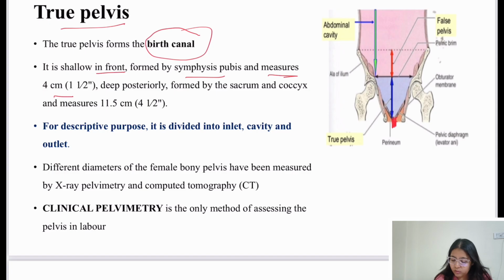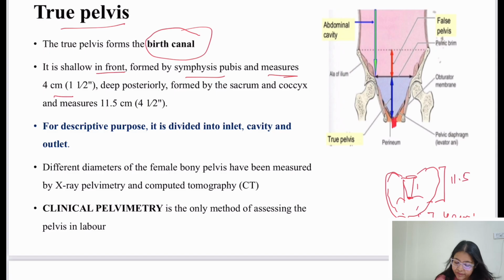Okay, so there are two pelvic bones, and there is one sacrum and coccyx, and in front there is the pubic symphysis. So the measurement of the front part is 4 centimeter, and it is deep posteriorly because it is formed by the sacrum and the coccyx, and the measurement is 11.5 centimeter. Okay, so it is shallow in front and it is wide in back. So we divide the pelvis into inlet, cavity and outlet.